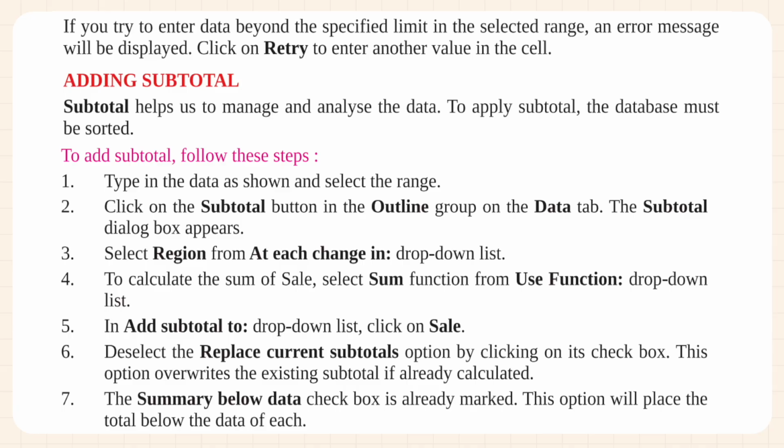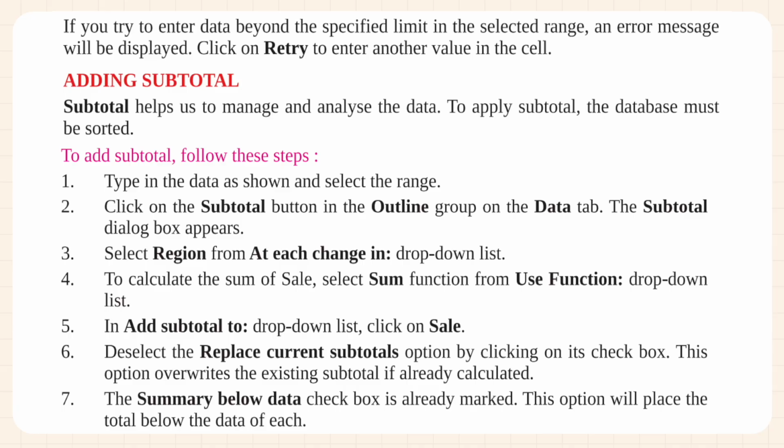1. Type in the data as shown and select the range. 2. Click on the Subtotal button in the Outline group on the Data tab. The Subtotal dialog box appears. 3. Select Region from the At each change in drop-down list. 4. To calculate the sum of sale, select the Sum function from the Use function drop-down list.